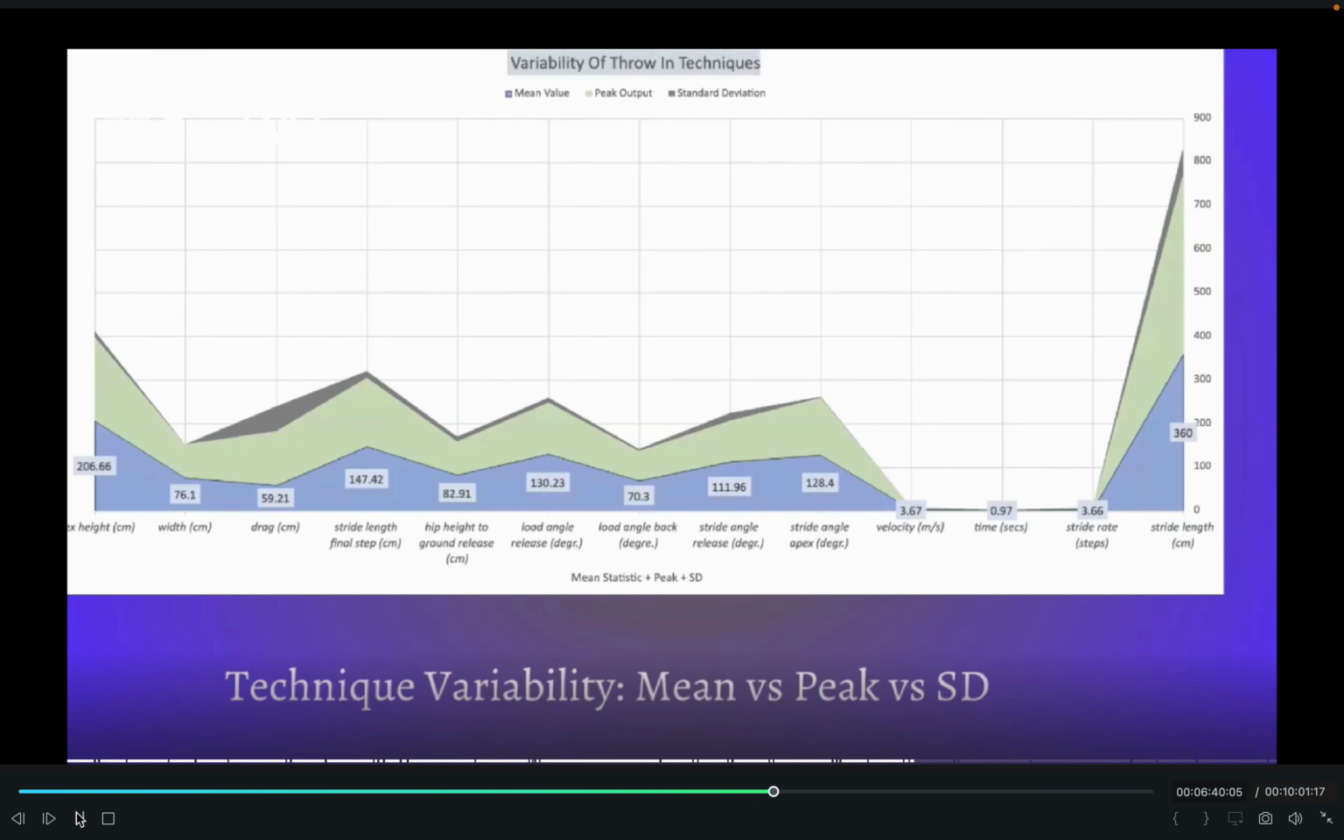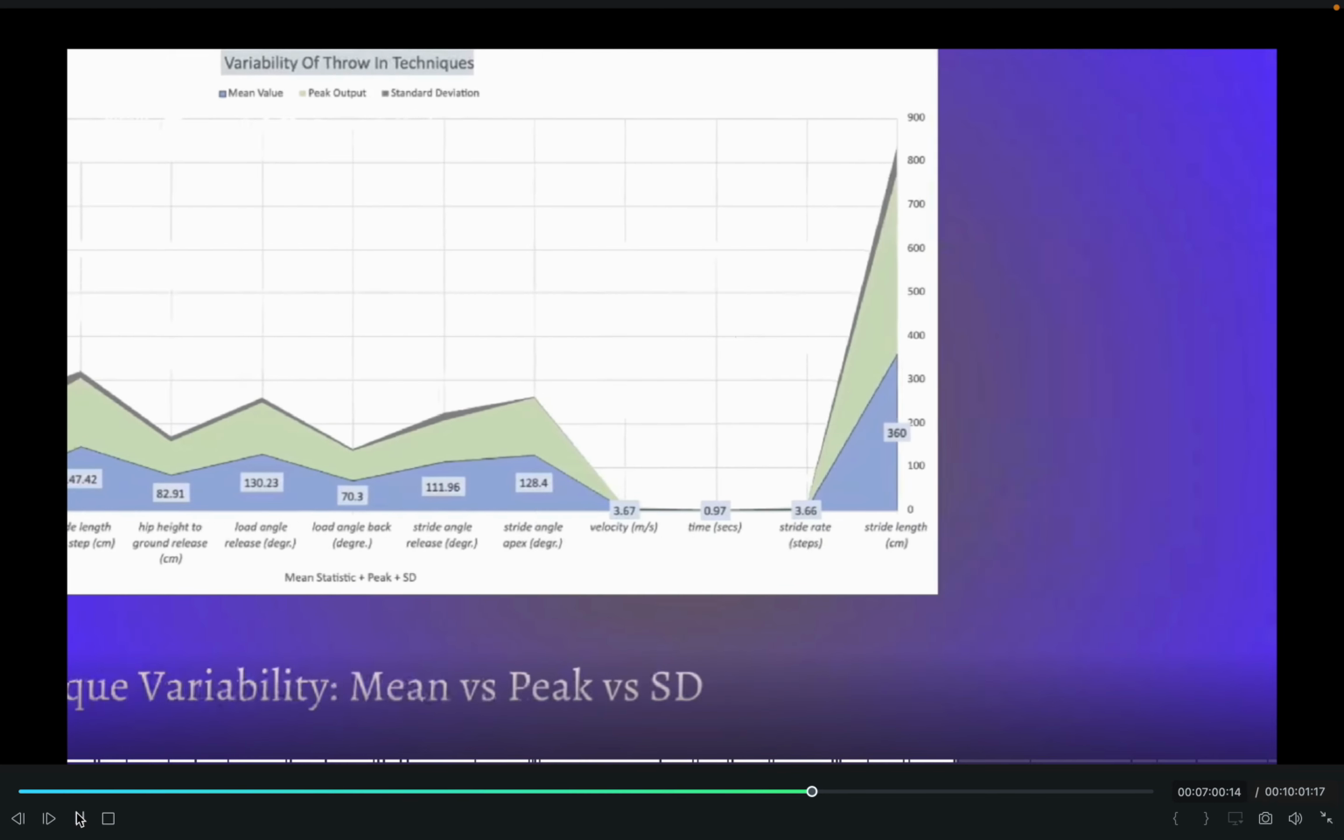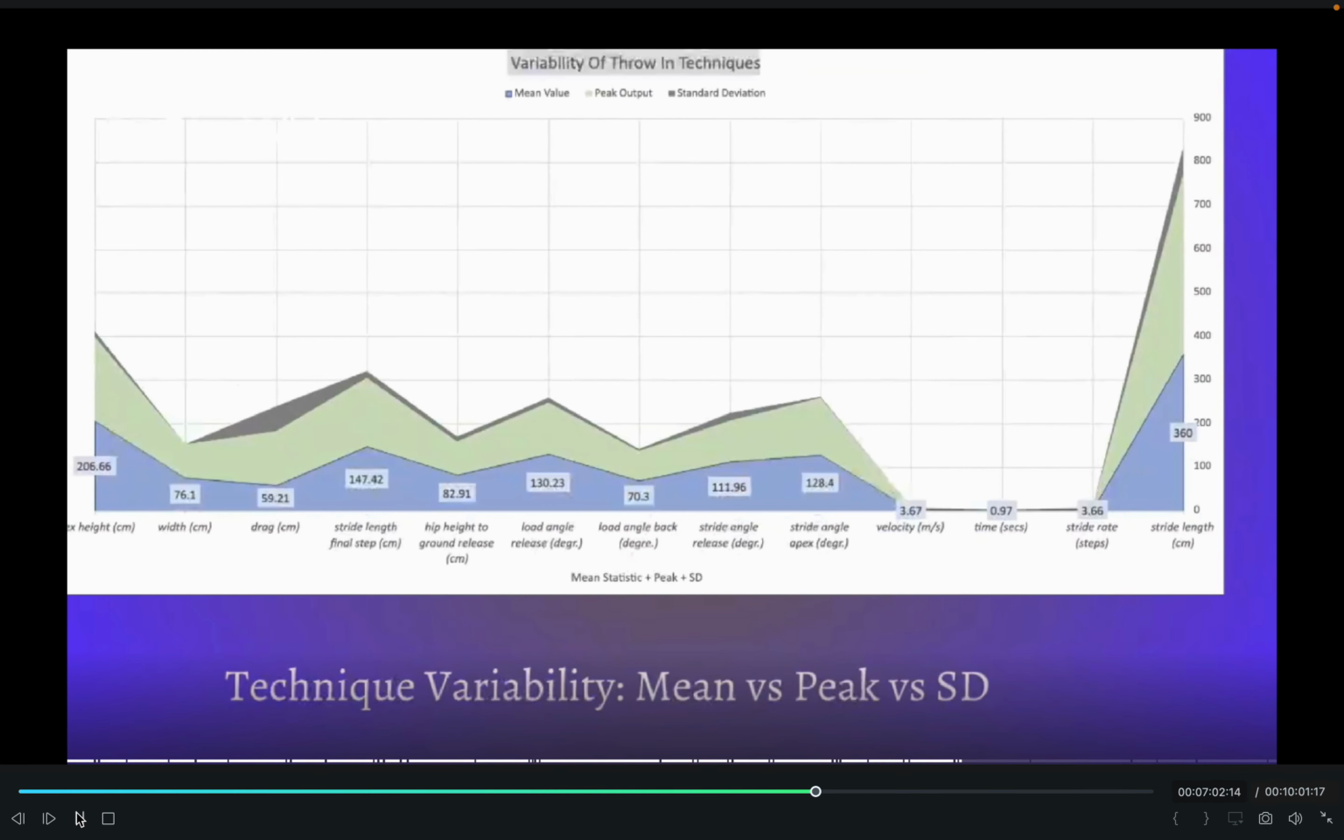On screen now is our data collection. As you can see, we've employed the apex height, which is the max height during the attempt. The width is the horizontal foot displacement and shoulder width apart. The drag is of the rear foot. The final step, the stride length, is the longest step, which is the final step before release. The height of the hip to ground at the release point. The load angle is the release point and the cock back of the load. The near leg was always the right leg and measured the stride angle from the ankle to the knee to the hip, and markers were used for this.